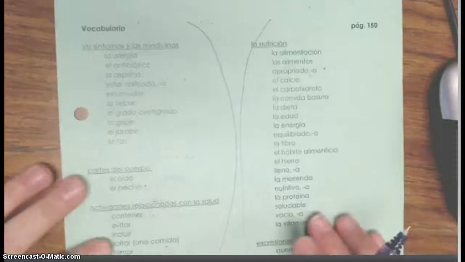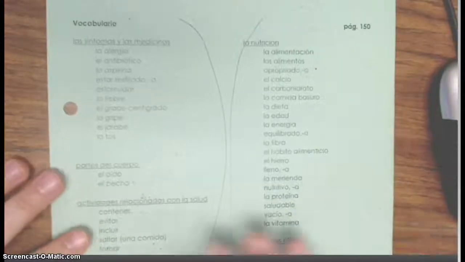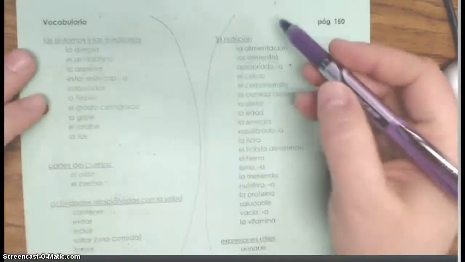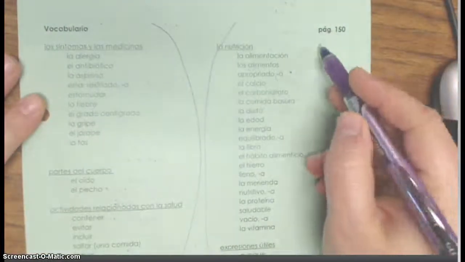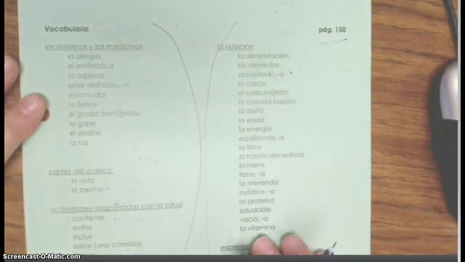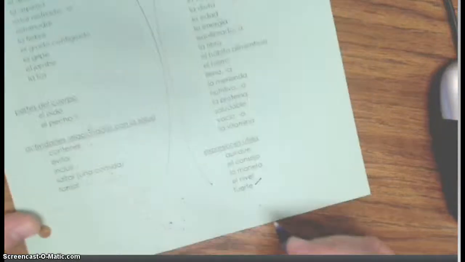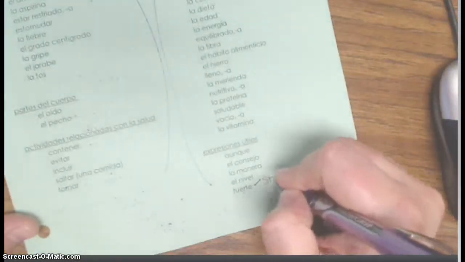Alright, so this is the second video. Hopefully you've copied down all the haberse recuerdos on the other side, and then you've been able to copy this out of page 150 in the textbook. Fuerte means strong, by the way. It's in there, it's just in the wrong column. I moved it over here because it was by itself.